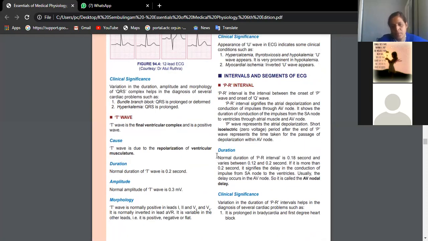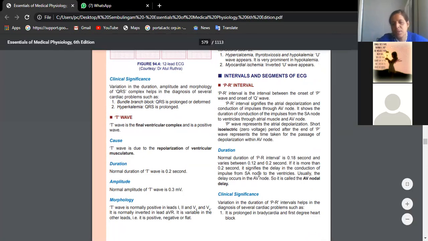It's given here. AV nodal delay. If this question comes, normal duration, this is now he's talking with the PQRST curve, that is with ECG. So PR interval time, this also we have discussed, just try to correlate. The PR interval time is 0.18 seconds and it varies between 0.12 to 0.2 seconds. If it is more than 0.2, what does it signify?